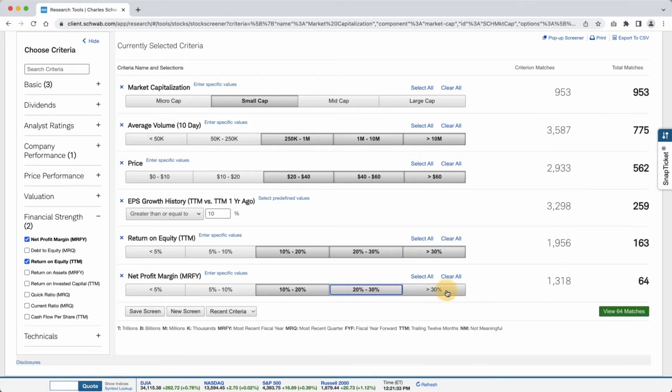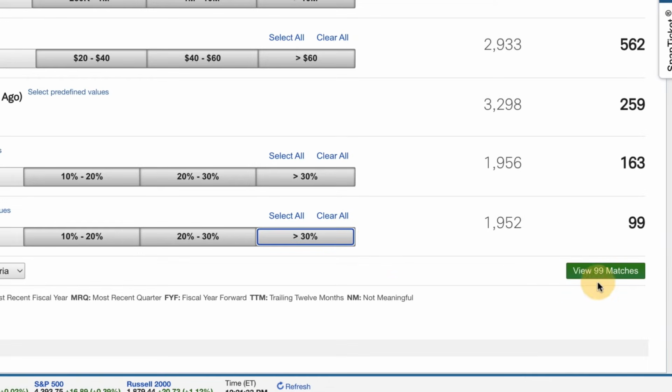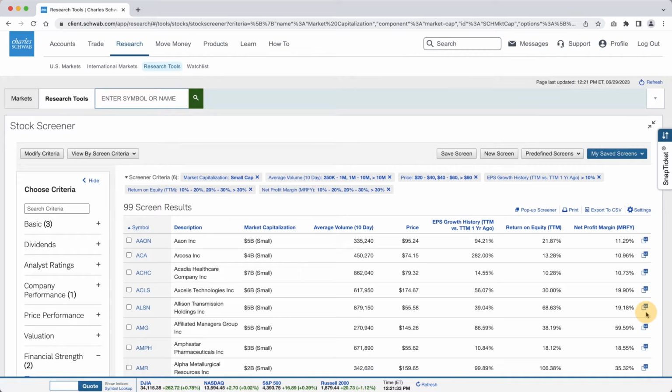Clearly, from the time this is being recorded to the time you're watching it, these results could change. This is just a snapshot in time, so remember, you should adapt your own screen as you see fit. With those 6 metrics, we've now pared down the list of potential candidates to 99 companies, so I'm going to click on View 99 Matches.